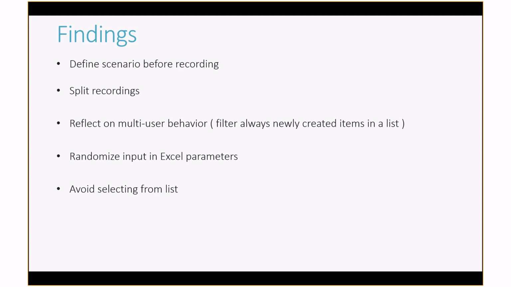And as a last finding, I would also say try to avoid selecting from a list. Although in the task recorder you could select and the recording will tell you that you have selected the third item from a list, you need to be absolutely sure that the third item in the list will always be the same. So typically it would be better just typing in the name and be sure that even if the list is changed and new items have been added, that you're still finding the right item in the list.